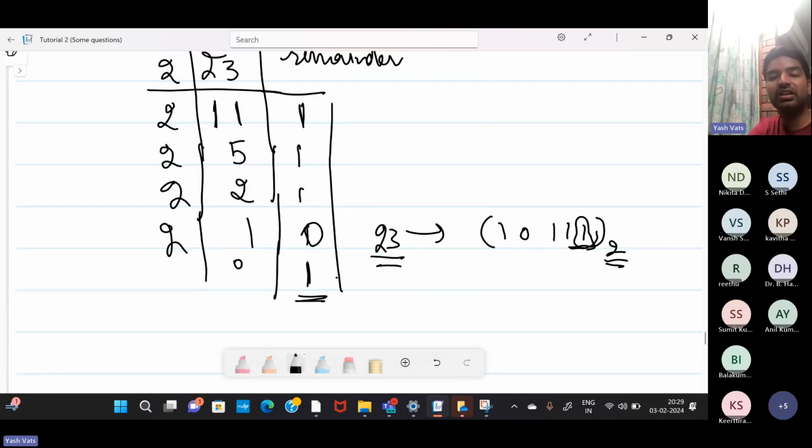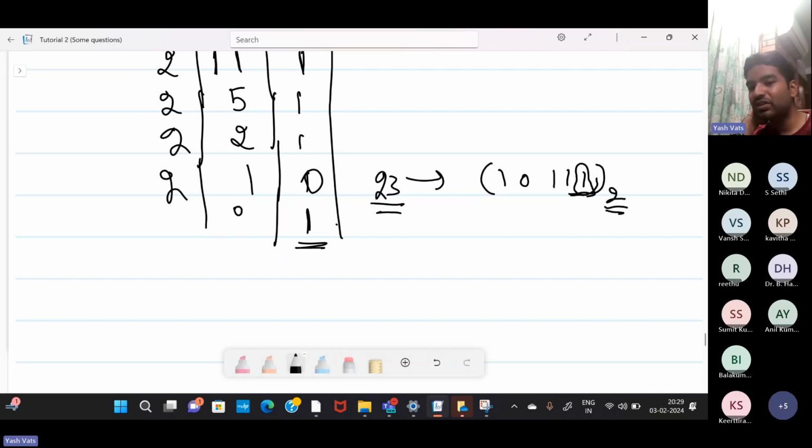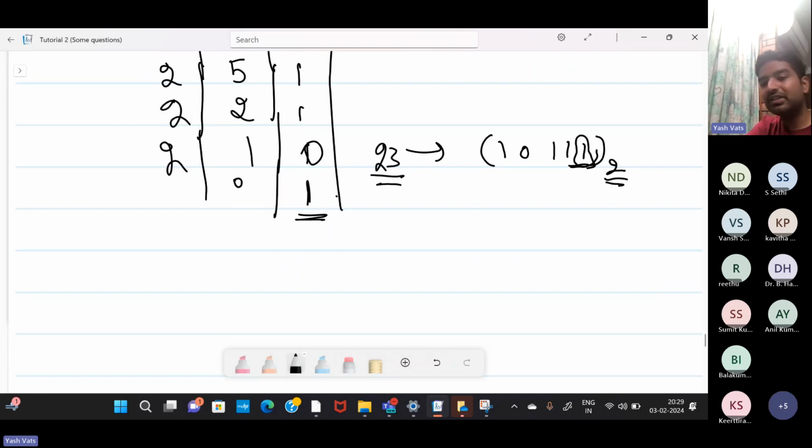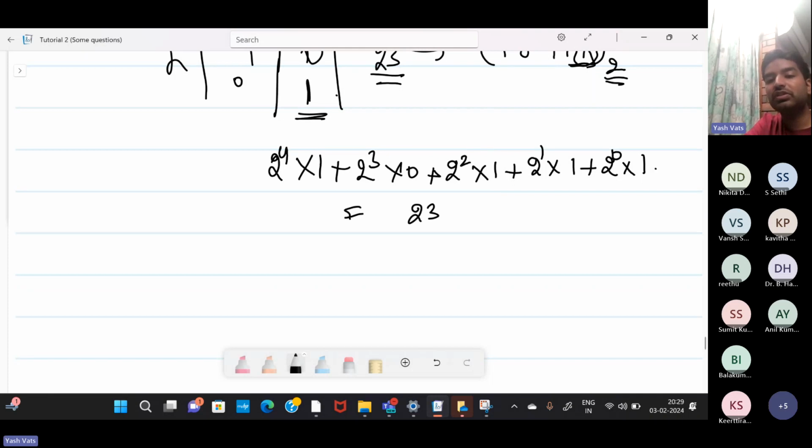The number is constructed in that way. So how many digits are there? Total 5 digits. If you multiply the last digit by 2 to the power 0, then you multiply the first digit by 2 to the power 4. So 2 to the power 4 into 1 plus 2 to the power 3 into 0 plus 2 to the power 2 into 1 plus 2 to the power 1 into 1 plus 2 to the power 0 into 1. I think it should be 23 if I'm right.